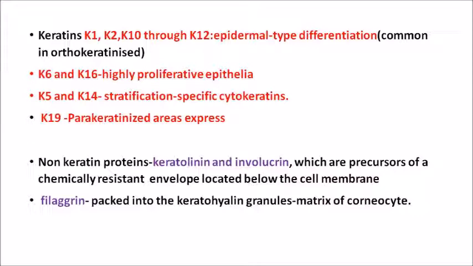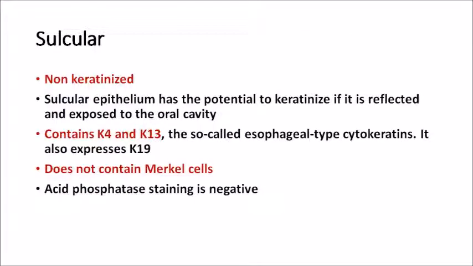Clear? One more protein is filaggrin. Filaggrin is packed into the keratohyalin granules, which become the matrix of the corneocytes. So basically keratolinin and involucrin form the envelope below the cell membrane. Keratolinin lines the cell membrane, and filaggrin becomes the matrix of the corneocyte. Clear? That's all about outer epithelium.